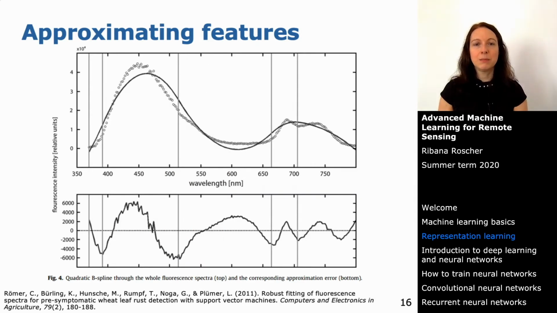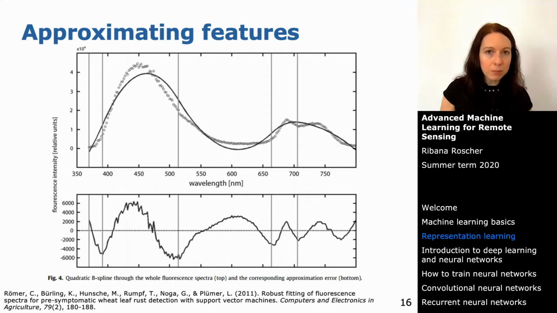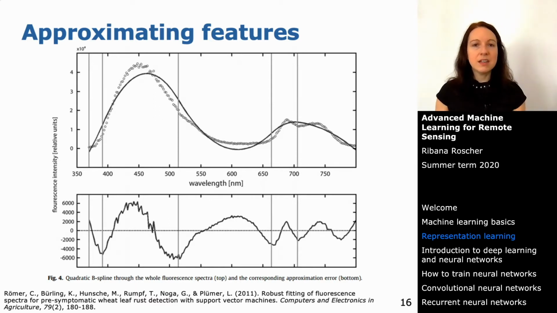So another possibility is to approximate your features. So how can you do this? I will show you on an example where you have a fluorescent signal. A fluorescent signal is similar to a hyperspectral signal when you think of the information you get about a plant. But fluorescence is the emission of light of matter that has absorbed light or some electromagnetic radiation. And you can see here a typical fluorescent signal of a plant.